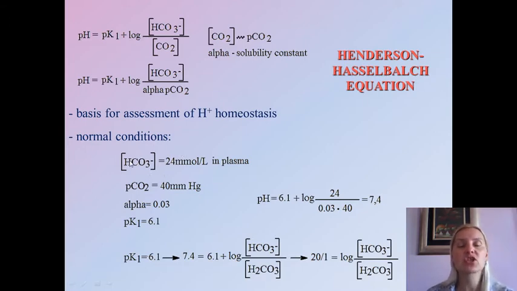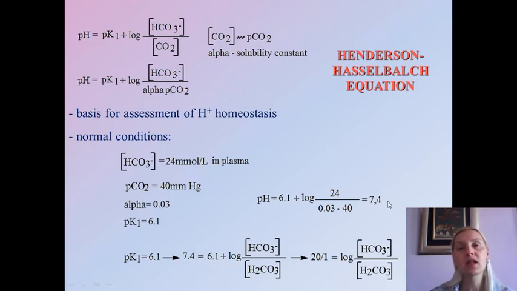We know that the average concentration of bicarbonate ions is 24 millimoles per liter in blood plasma. And we know that the physiological partial pressure of carbon dioxide is 40 millimeters of mercury scale, and alpha is 0.03, and pK for bicarbonate buffer is 6.1. So if we put all these numbers into our Henderson-Hasselbalch equation, we get 7.4. So it's exactly the physiological pH of extracellular fluid.